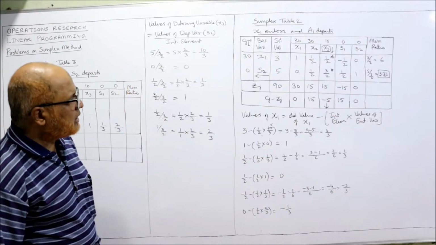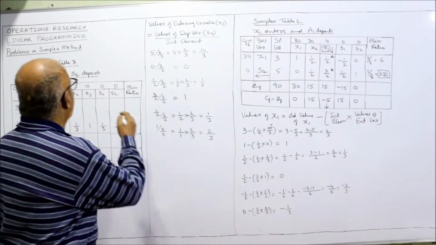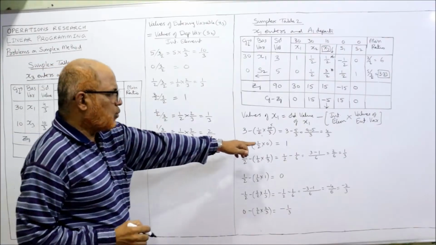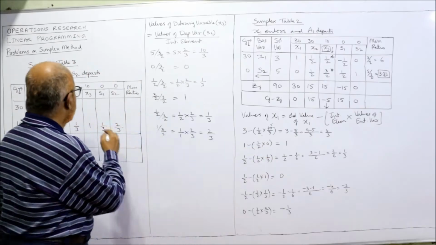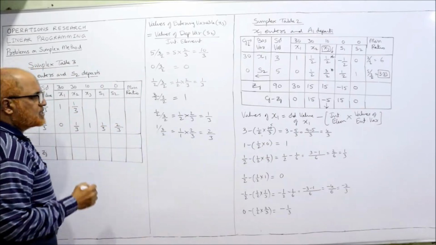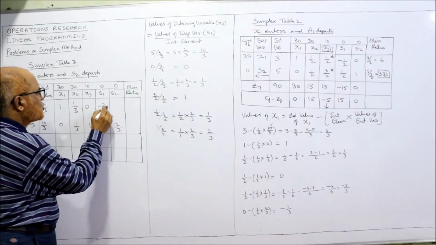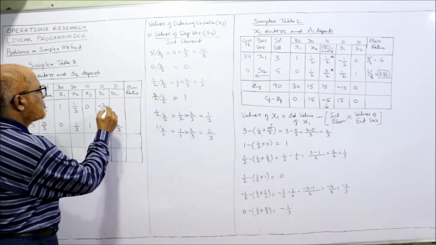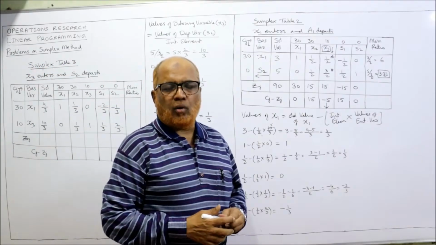So we got all the values of x1. So what are the values of x1? First one 4 by 3. Then after that 1. Next one is 1 by 3. Next value is 0. Then minus 2 by 3. And the last one is minus 1 by 3. That's all. So we have calculated all the values.